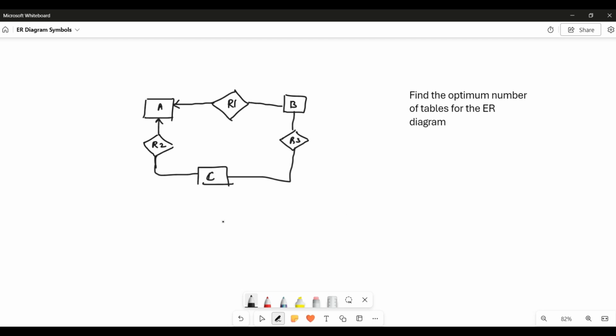Now consider this question where we have to minimize the number of tables. Find the number of minimum tables that are used for this relationship. Okay, there are the attributes.